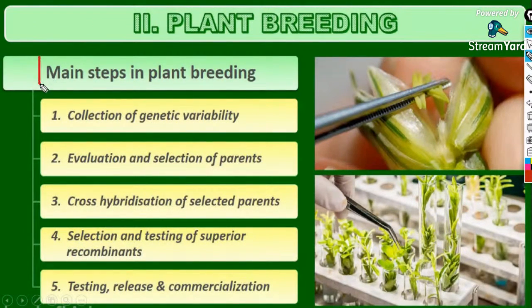There are certain main steps in the process of plant breeding. So we have to study the main 5 steps involved in plant breeding, and this is a previous year MCQ. They will be asking you which of the following is the correct rearranged order of the main steps involved in the plant breeding method.